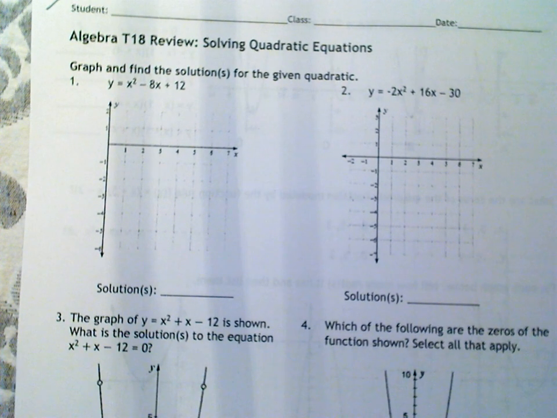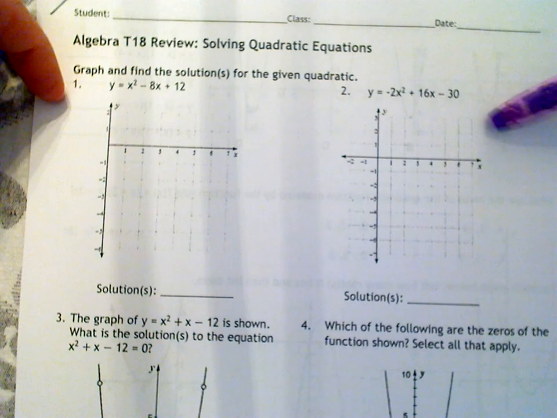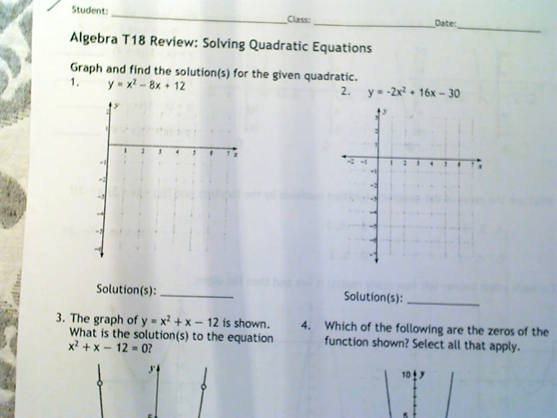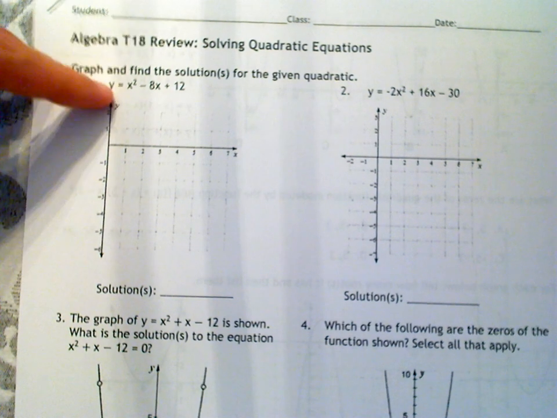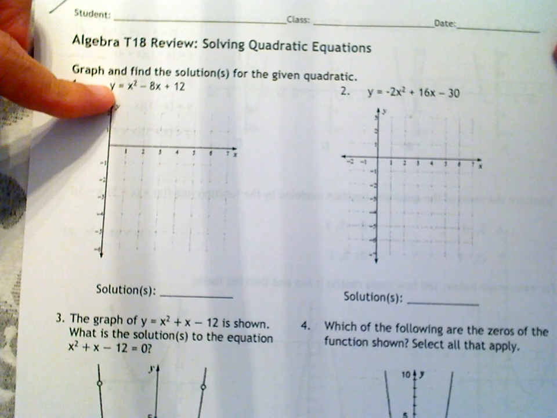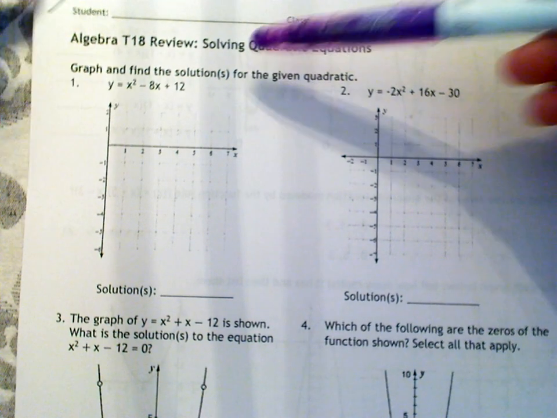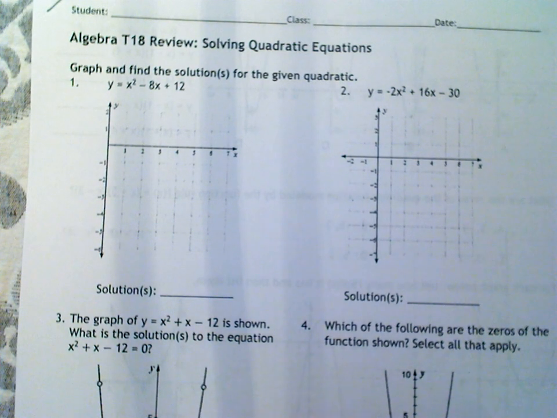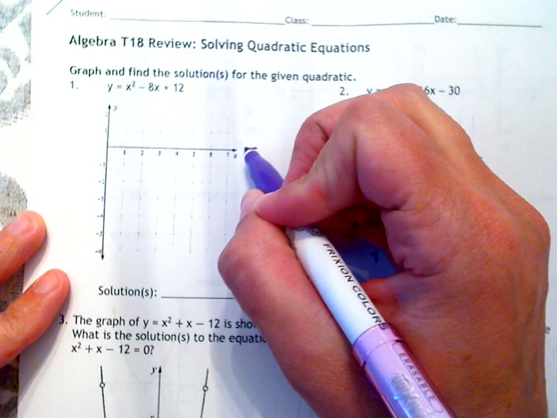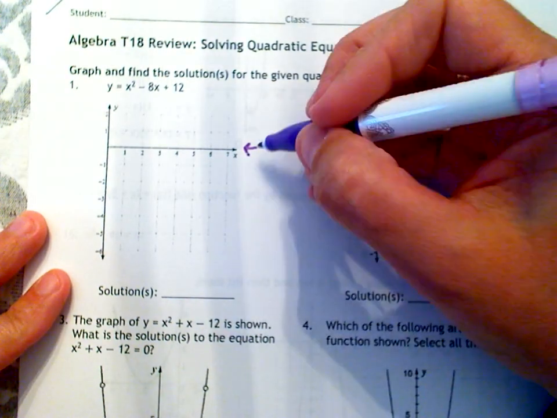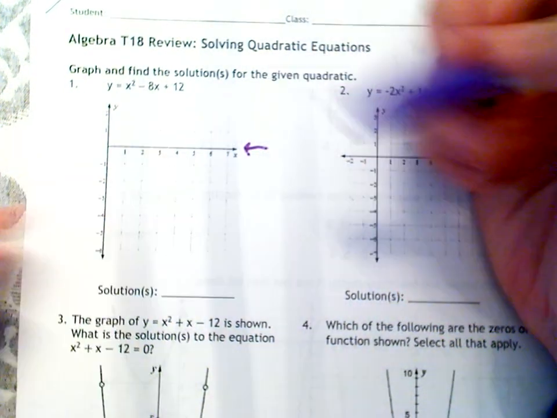All right, so questions 1 and 2 are wanting us to just graph the quadratic. So all we have to do is put it into our y equals, go to our table, and plot our points. And then it also wants us to find the solutions. And remember, the solutions are just where it crosses the x-axis. So here's the x-axis, and we want to see where it crosses.